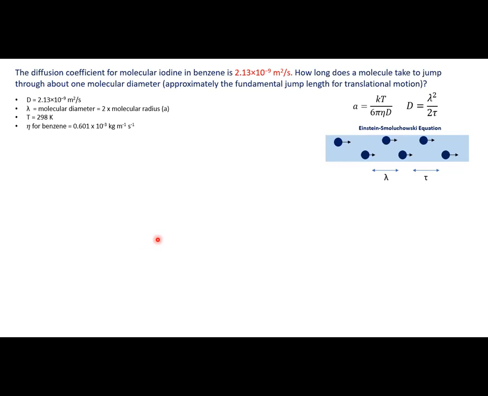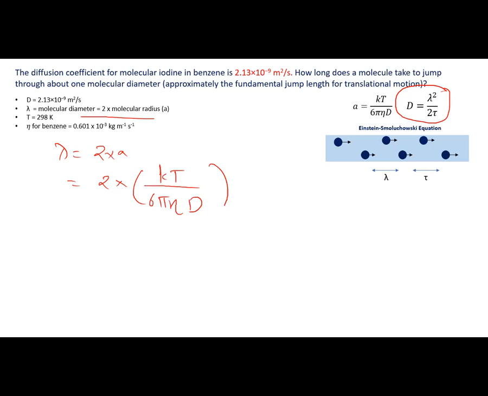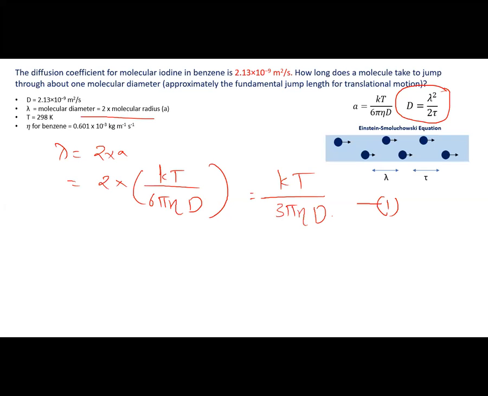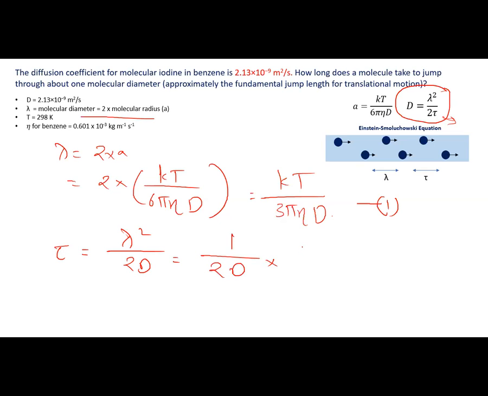So let's do some math. For this equation right here, D is equal to lambda square by 2 tau. We can calculate lambda, as we described here, as 2 times a. And we know a is given by kT over 6 pi eta D. The final equation is going to be kT over 3 pi eta D. Let's call these 1 and 2. In this case, we need to find tau and not D. So let's take tau onto the left-hand side, and tau is equal to lambda squared by 2D. And lambda is going to be 1 over 2D times kT over 3 pi eta D, the whole thing squared.